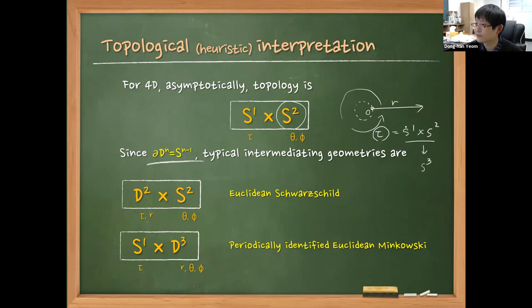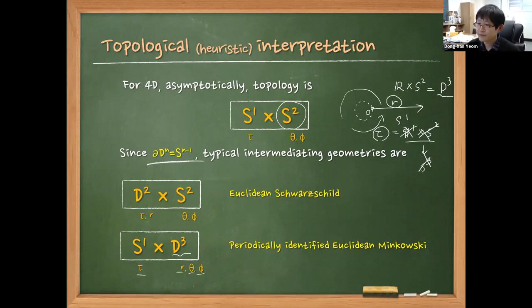No. This is tau, tau is S. I'm sorry, this is completely wrong. Tau is S1. So R is just a line. So R cross the S2 becomes D3. So this D3 corresponds to here. D3 is R theta phi, and S1 is the Euclidean time.